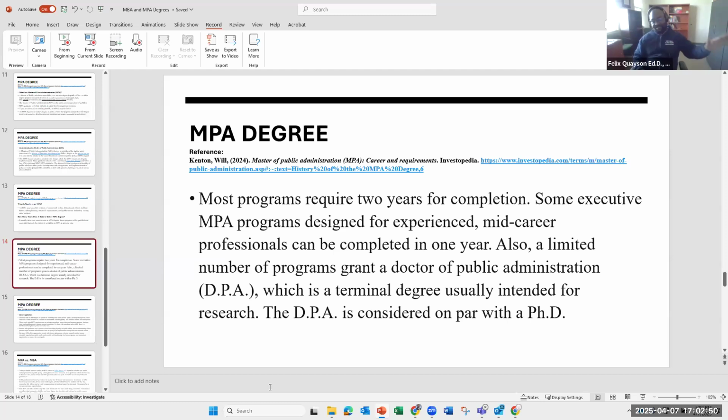Just like the Doctor of Business Administration, the DBA, the Doctor of Public Administration, the DPA, is a terminal degree, usually intended for research. Okay. You will also find that some schools have the Doctor of Public Policy. That is also intended for research. And the DPA is also considered on par with the Ph.D. degree, or someone who has a Ph.D.